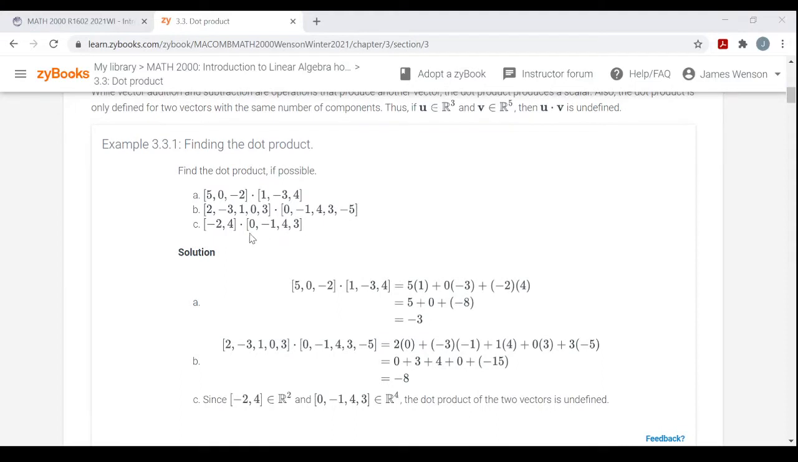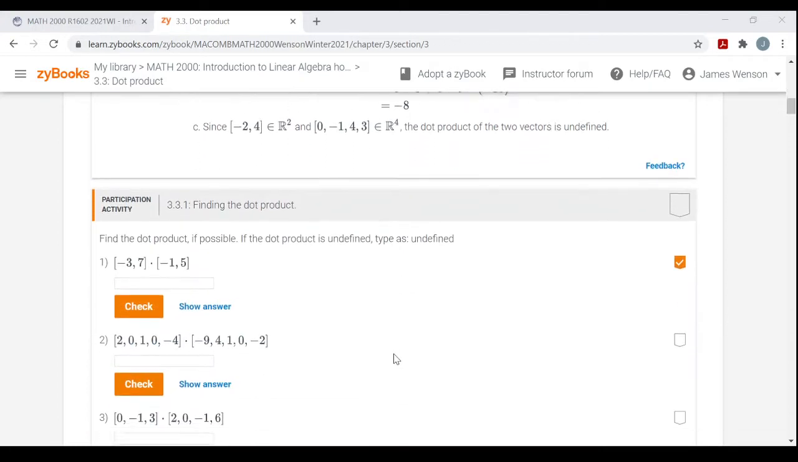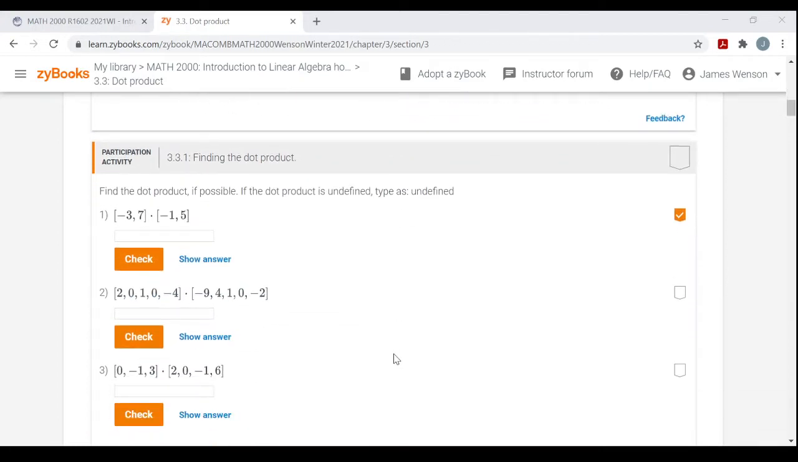And then example C, I have a vector from R2, a vector with 2 components, dotted with a vector from R4, a vector with 4 components. This cannot be done. The dot product is not defined when the two vectors have different numbers of components. So you see here, part C, the dot product is undefined. All right, so again, these are very simple.